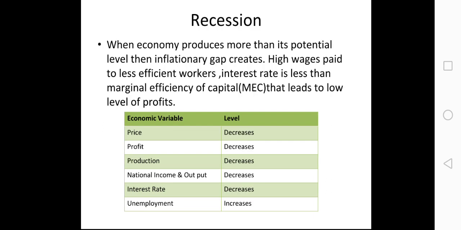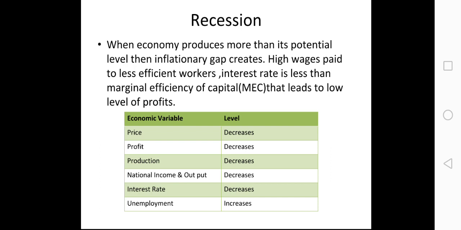The last phase is recession. When the economy produces more than its potential level, then an inflationary gap is created. High wages are paid to less efficient workers. Interest rate is less than the marginal efficiency of capital. That leads to a lower level of profit. So when we provide high wages to less efficient workers, it means they are producing less, their productivity is less, but they are getting high wages. So the profit of the business will go down.